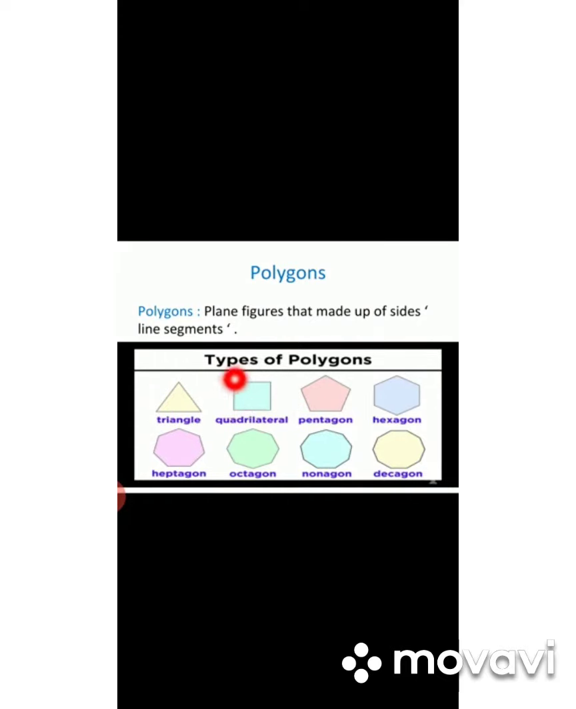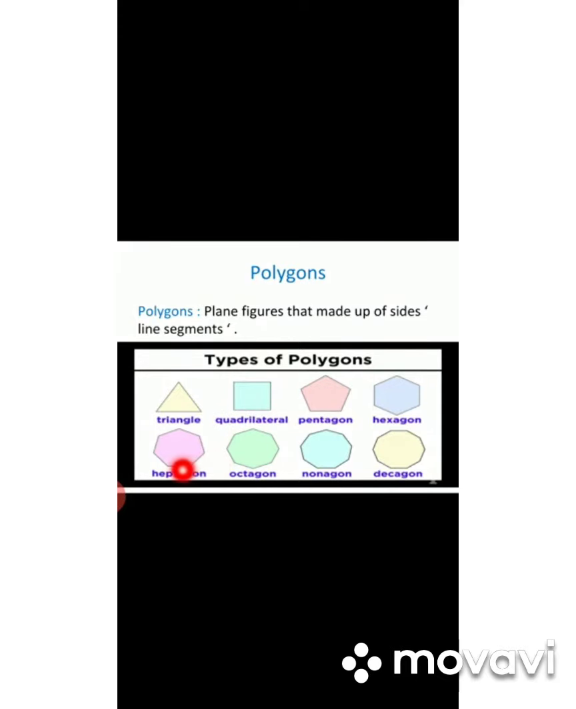Quadrilateral is the polygon with four sides, four vertices, and four angles. Pentagon. Pentagon is a polygon with five sides, five vertices, and five angles. Hexagon. Hexagon is a polygon with six sides, six vertices, and six angles.